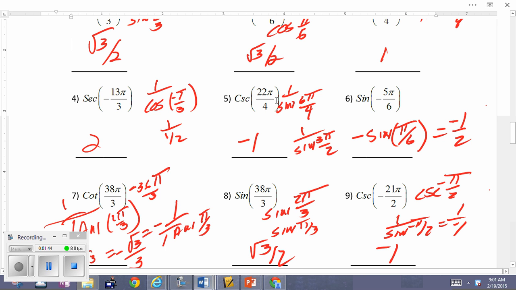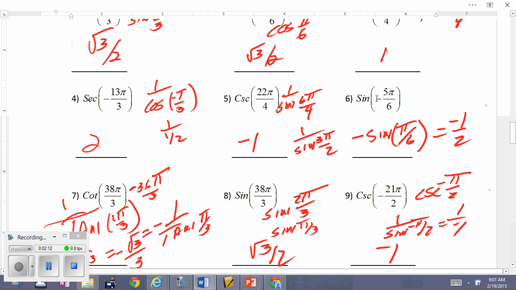Okay, 22 pi over 4, again referencing that by adding 16 pi over 4, 4 pi, so it drops it down to 6 pi over 4, and that's 1 over the sine. 6 pi over 4, of course, reduces to 3 pi over 2, which is on the negative y-axis, so the sine value is going to take on negative 1. 1 over negative 1 is negative 1.